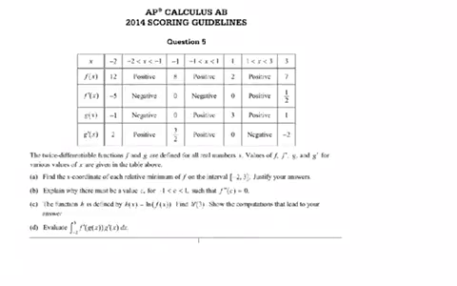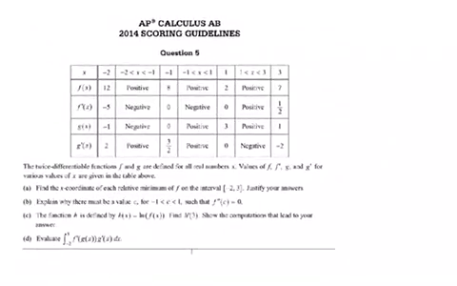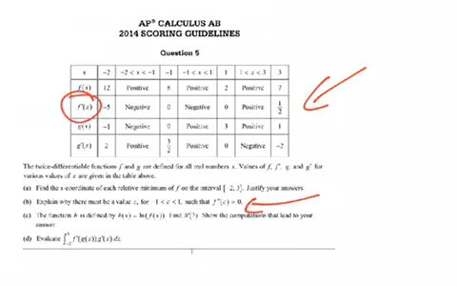Okay, let's look at question 5b. Explain why there must be a value c between -1 and 1 such that f double prime of c equals 0. Okay, so we know we have a chart question. Right? And it's talking about taking the second derivative, which means you're going to take the derivative of f prime. And anytime you see a question dealing with this, we're probably going to be dealing with the mean value theorem.